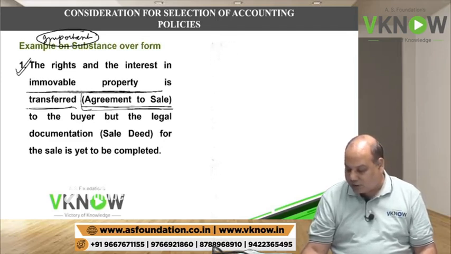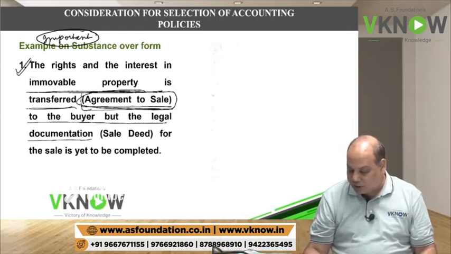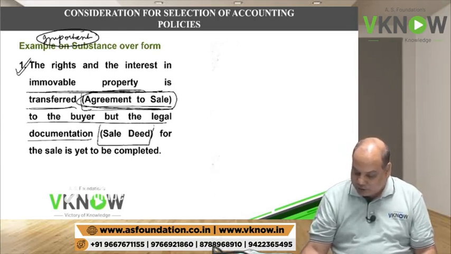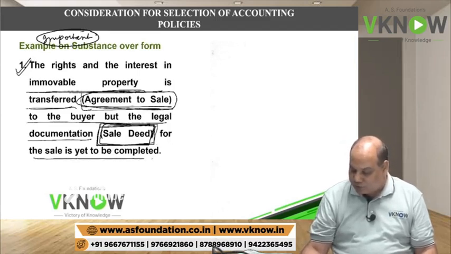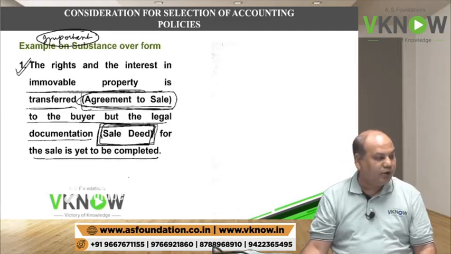Buyer and seller have signed an agreement to sale, but what is the legal document? Sale deed. Sale deed is the final document which completes the sale, which needs to be registered with the authorities, but the documentation, the sale deed for sale, is yet to be completed.